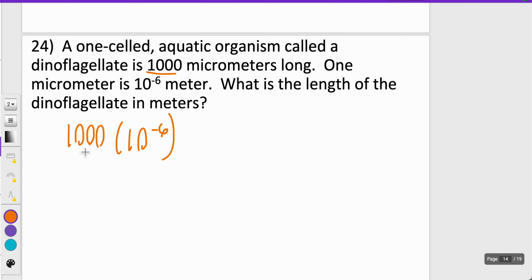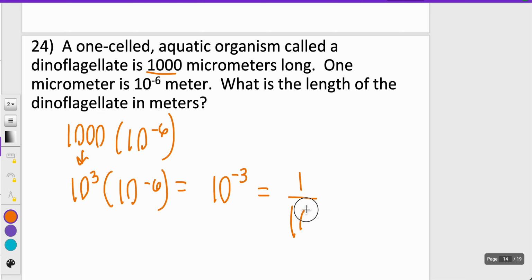However, we need to make sure they have the same base. So what I did is I changed 1,000 to be 10 to the third times 10 to the negative 6, and then I simplified it from there. 10 to the third times 10 to the negative 6 is going to be 10 to the negative third, or 1 over 10 to the third, and then you can reduce that even more to be 1/1000.